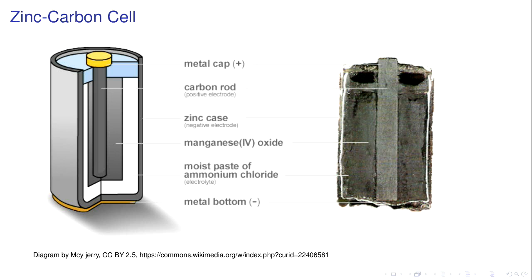Don't use an alkaline battery. If you use an alkaline battery, the ammonium chloride, which is almost harmless, is replaced by a caustic hydroxide, either potassium or sodium hydroxide, which will give you nasty burns if you pull the battery apart. So don't do that. But the heavy-duty ones, fine.